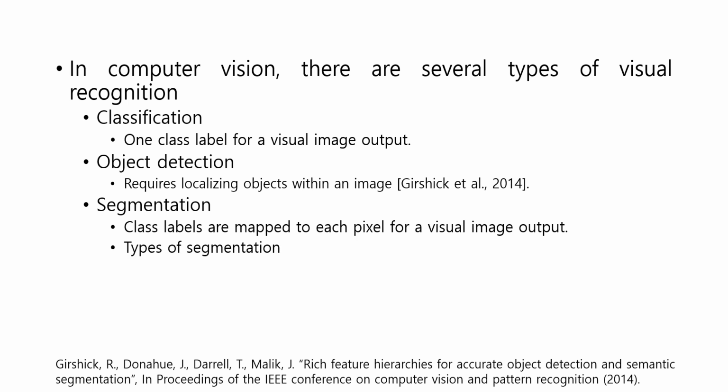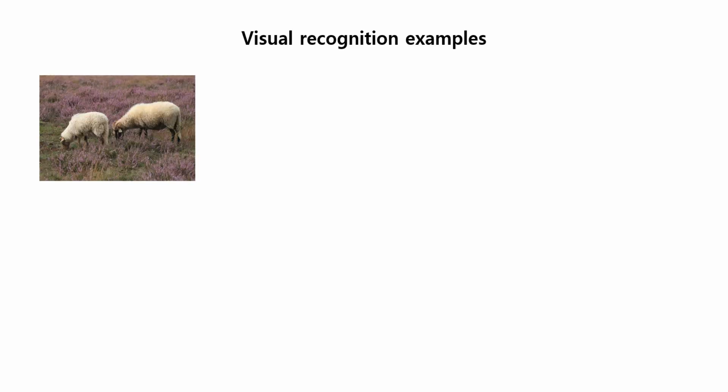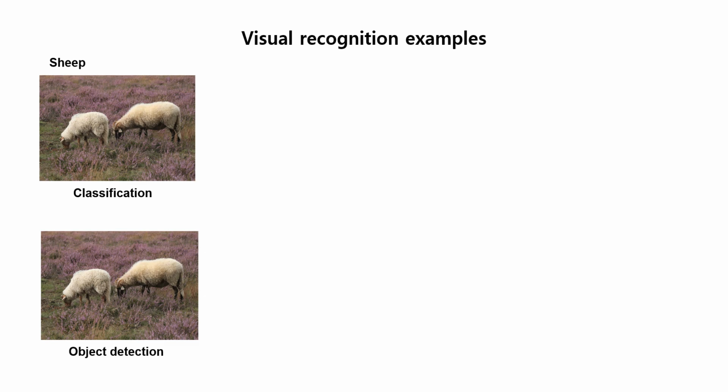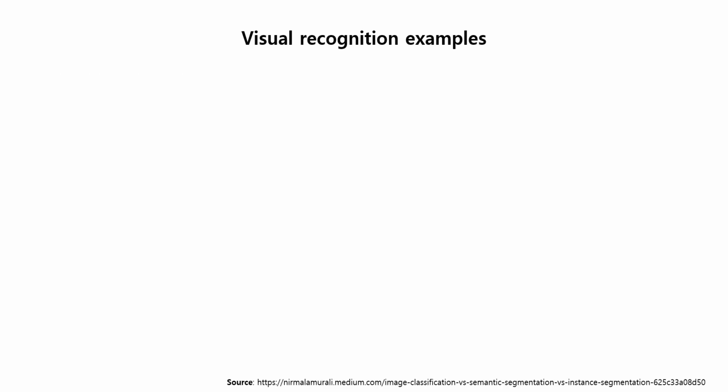And there are two types of segmentation, which are semantic segmentation and instance segmentation. So let's look at an example of classification. Given an image of this shape, if you do classification, the machine is going to output one class label for this image. And if you do object detection, there is localization in addition to the output class label.